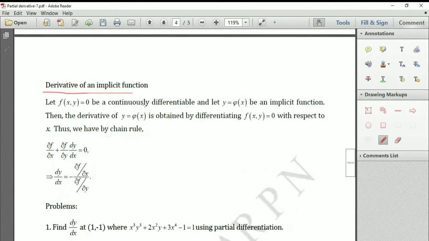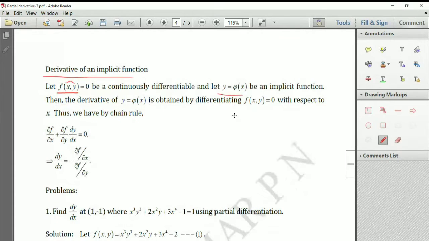Suppose there is a continuously differentiable function f of x, y equal to some constant, and also y is dependent on x. Let us assume this is an implicit function. Then how to obtain the derivative of this implicit function?